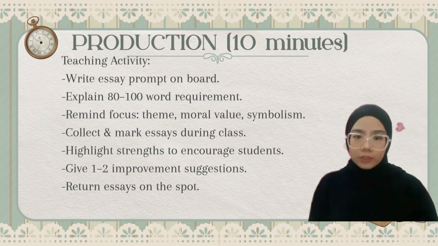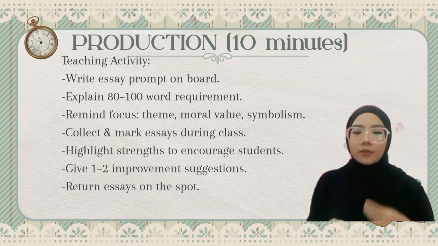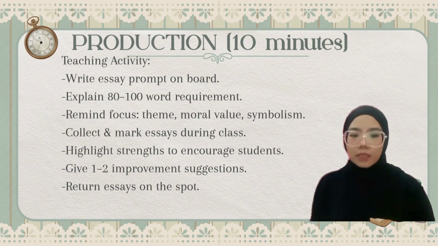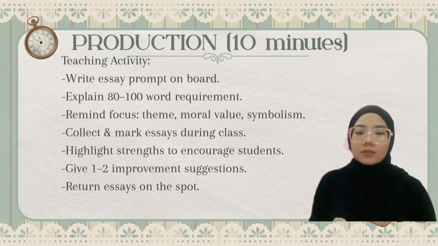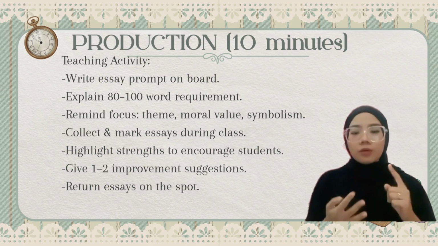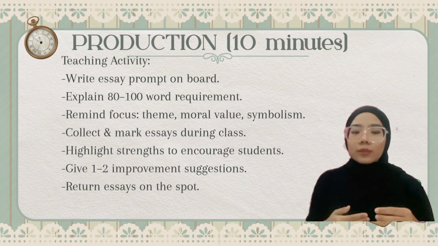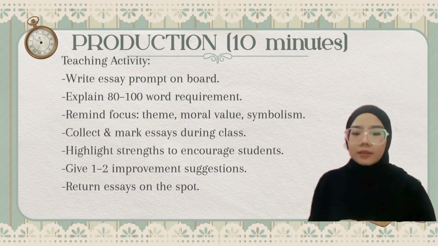Okay, now we move to the production stage. In this stage, it shows the individual essay writing activity. At this point of the lesson, I write the essay prompt on the whiteboard and clearly explain the requirement, which is to produce an 80 to 100 word essay. I also remind students to focus on three important elements of the story Wings, which are the theme, the moral values, and the symbolism of the wings. At this point, it helps guide their writing so they can express their understanding accurately.